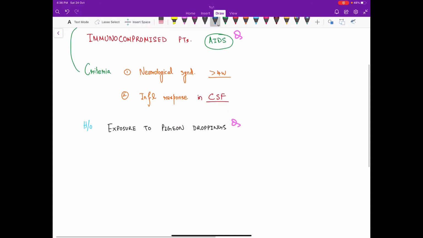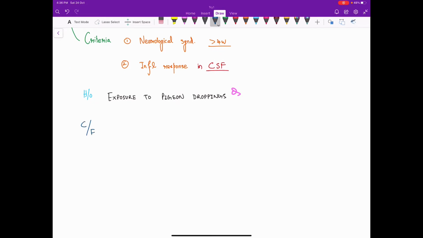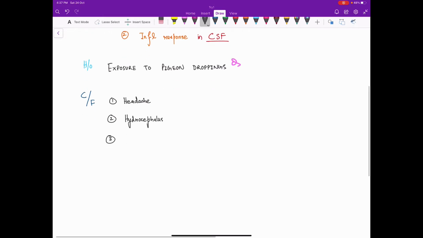The cardinal features of chronic meningitis include persistent headache, hydrocephalus, cranial neuropathies, radiculopathy, and personality changes. We will now explore these signs and symptoms in depth.